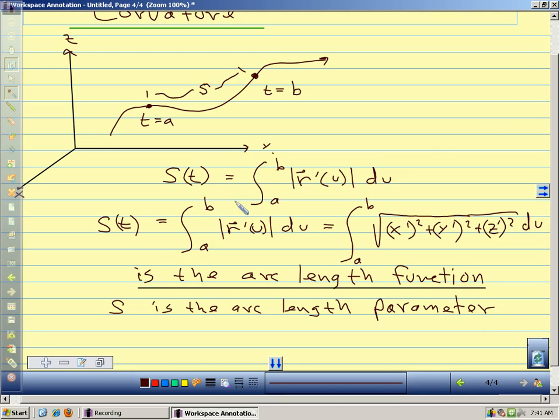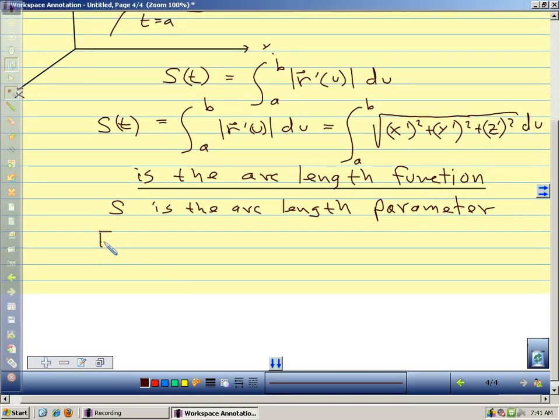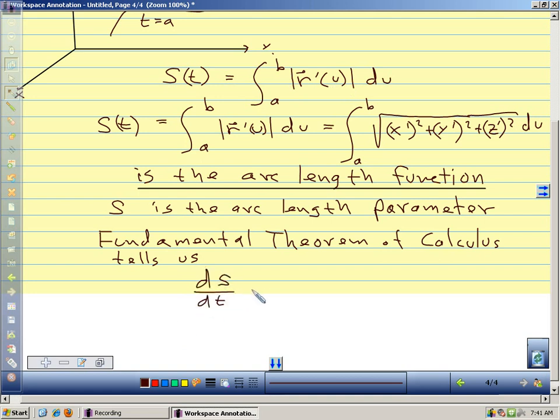Now let's think back to, now I said we needed to remember this function. So if s of t equals the integral of the magnitude of r prime of u du, the fundamental theorem of calculus tells us that ds dt, I'm going to take the derivative of my arc length function, that ds dt equals the magnitude of r prime of t.